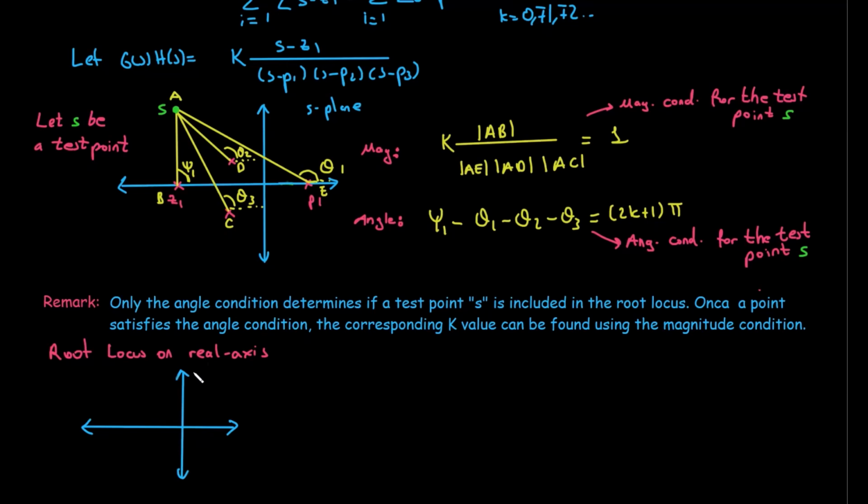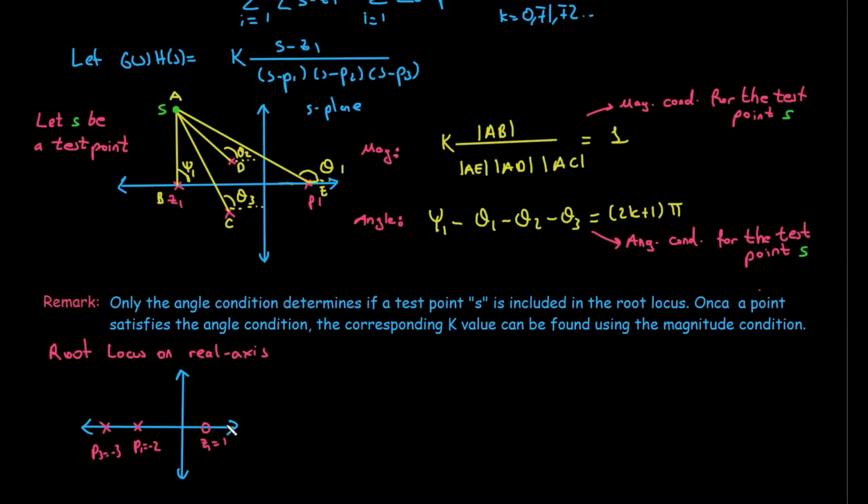Let me sketch something like this. Let this be the S-plane, and suppose I have the open loop zero here, let's say at +1, Z1 is equal to 1. And suppose I have open loop poles, P1 is equal to -2, and P3 is equal to -3, let's say. And once again, just like I did over here, I would like to pick a test point on the real line at different sections of the real line, and I want to inspect if that can be included on the root locus or not.